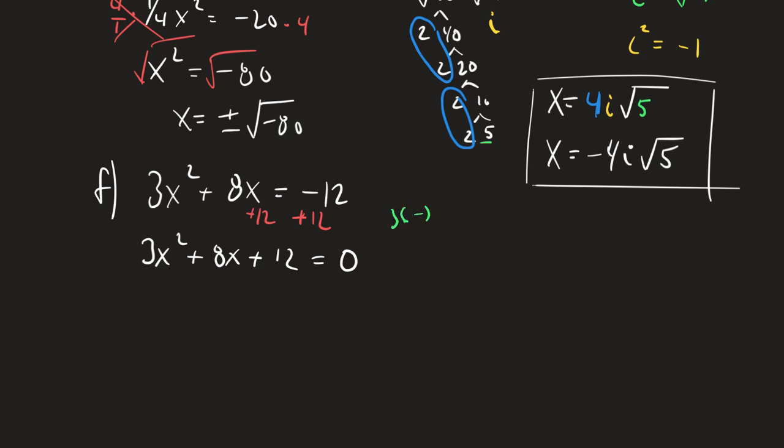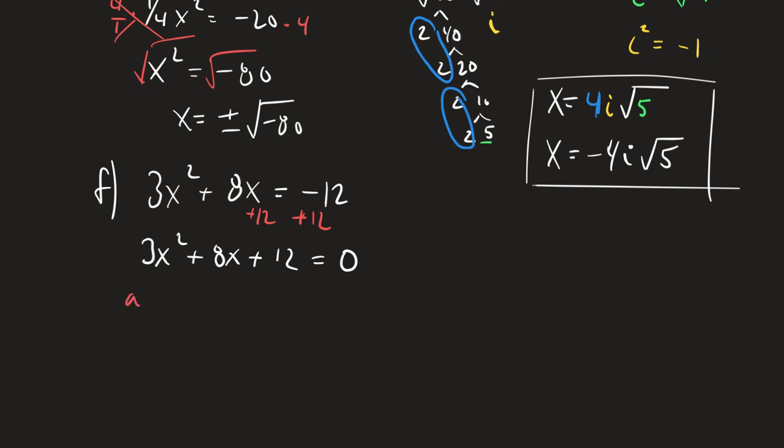So I need factors of 36 that add to be 8. And there just aren't going to be any, so 1 and 36, and 2 and 18, and 3 and 12, and 4 and 9, and then 6 and 6. There's just no way to combine any of those to get 8. So it's not factorable. And again, I don't want to complete the square. So quadratic formula is the guy.